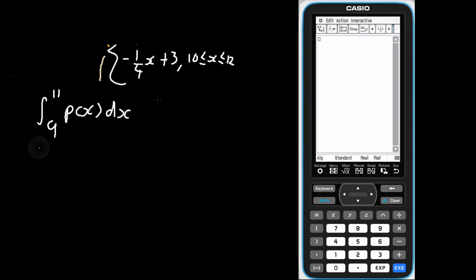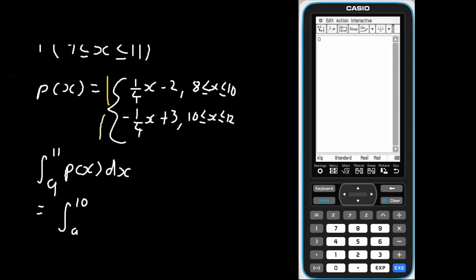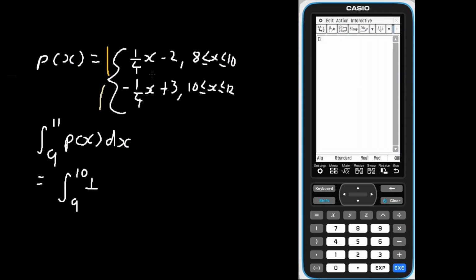So we can say that this is equal to, we split it and we go from 9 to 10, and then we get to write the actual equation in there, which is 1/4 x minus 2. And then we also get to do the next bit from 10 till 11, and that is minus x on 4 plus 3 dx.